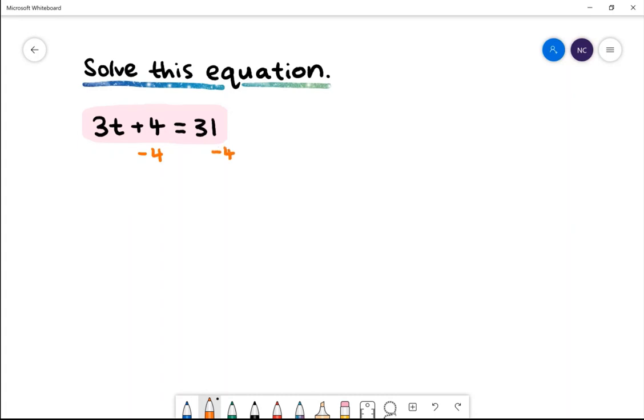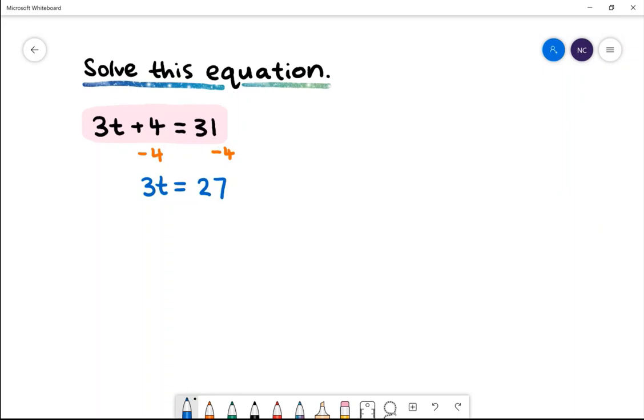So we'll have 3t plus 4 minus 4 is 0. So on the left-hand side, we're left with only 3t. On the right-hand side, we have 31 subtract 4, which gives us 27. We have 3t equals 27.